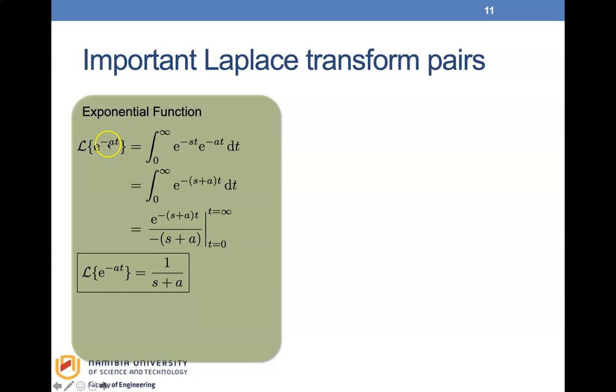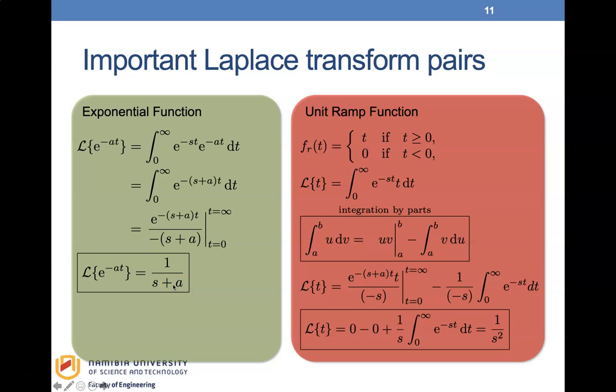So if you have an exponential function, this is what you get as the Laplace transform. So if a is 5, this will be 1 over s plus 5. If a is 3, this will be 1 over s plus 3.